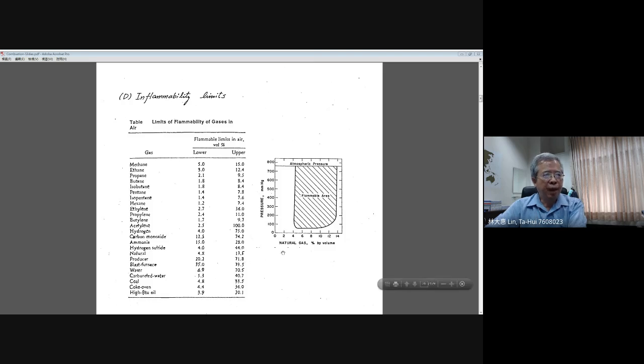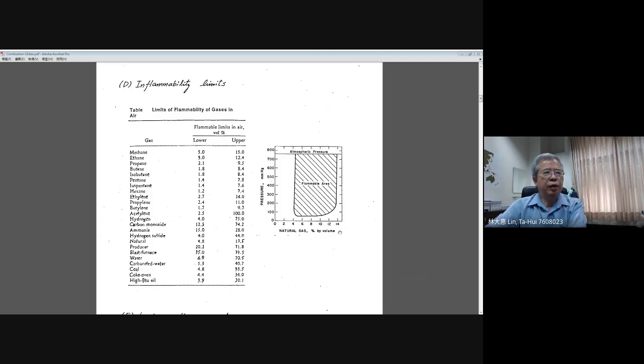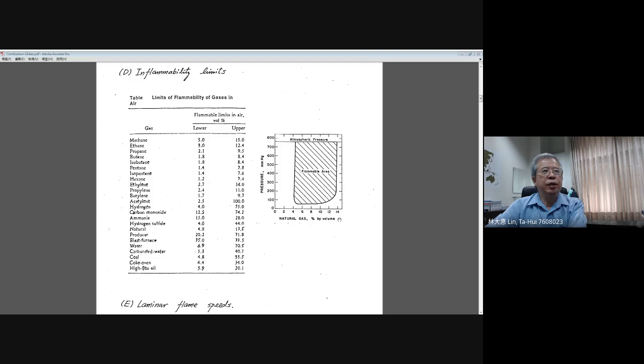Okay. And this plot tells you from the experiments that the limits do not have too much variation when you change the pressure. Here, for example, there is atmospheric pressure. You can see there is a lean boundary, and this is a rich boundary. Now, when you try to reduce the pressure, you can see the boundary does not change. Okay, the flammable area is still restricted by the lean limit and the rich limit.